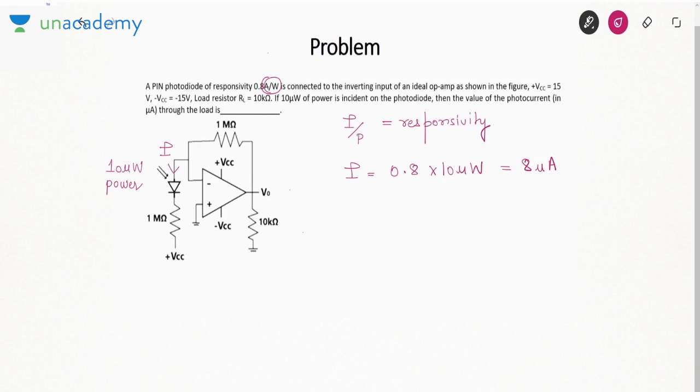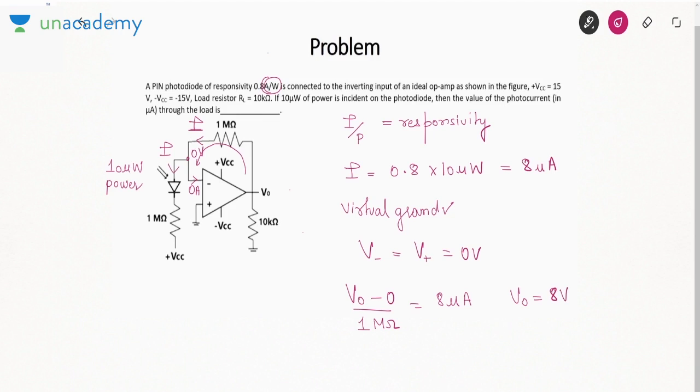Okay. Once I know this, I know the current input is 0, and due to negative feedback, I can apply the concept of virtual ground. So the negative terminal voltage is the same as the positive terminal voltage, that is 0 volt. This I current will come here. So what you will say? V0 minus 0 by 1 mega ohm is I, 8 microampere. So V0 will be 8 volt.